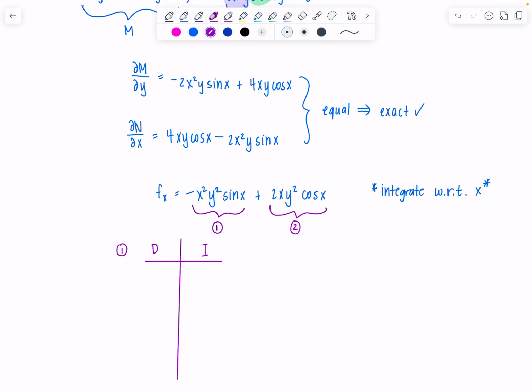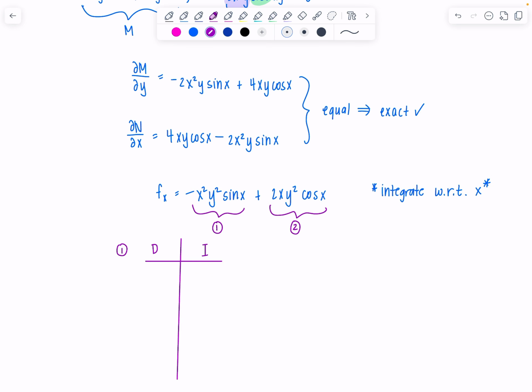If you haven't seen tabular integration by parts, I have a video on it. I'll link it in the description, and I'm actually going to make an updated video on it because you can use it always. You can. There's just some instances where it's ideal, like this one, but it's good to know.